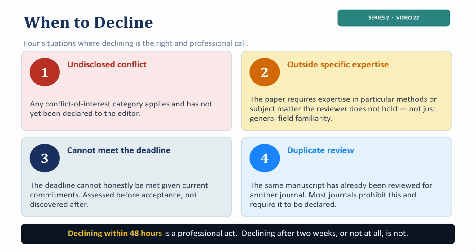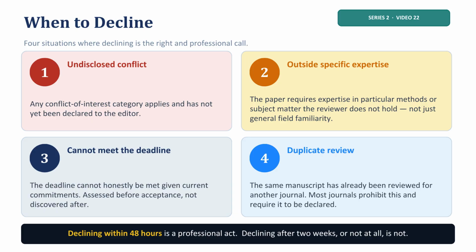Four situations where declining is the right call. An undisclosed conflict of interest exists from any of the categories covered earlier. The paper falls outside specific expertise, not the general field, but the particular methods or subject matter required to evaluate it properly. The deadline cannot honestly be met. Or the reviewer has already assessed the same manuscript for another journal. Duplicate review is prohibited by most journals and must be declared.